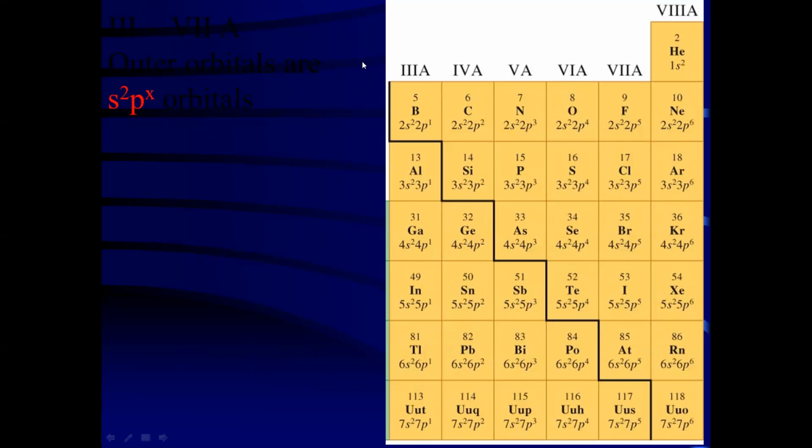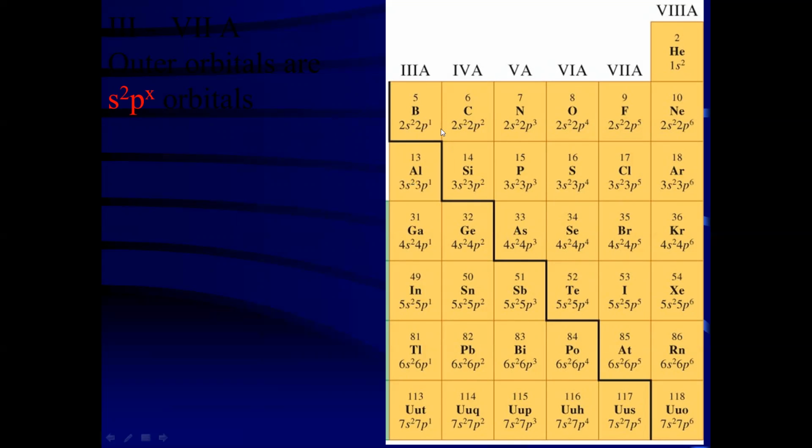Let's take a look at the other main groups. For example, this group, group 3. When you look at the Roman numeral, number 3, it's group 3. And so the electron configuration will end up with 2s2, 2p1 for this one.